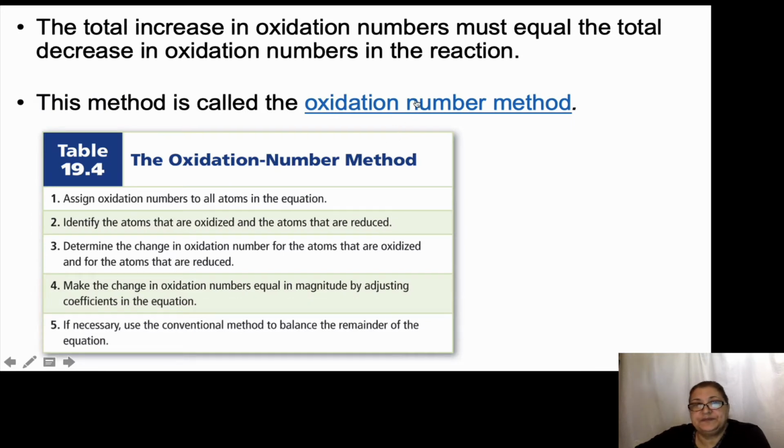Oxidation number method. The technique that can be used to balance more difficult redox reactions, based on the fact that the number of electrons transferred from atoms must equal the number of electrons accepted by other atoms. So we're going to take into consideration oxidation and reduction half reactions, and then we're going to balance the overall reaction.